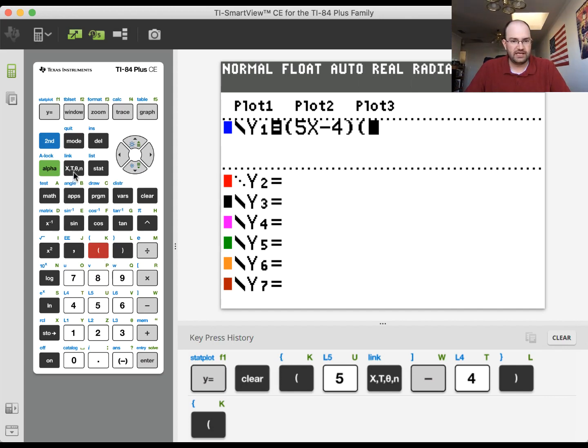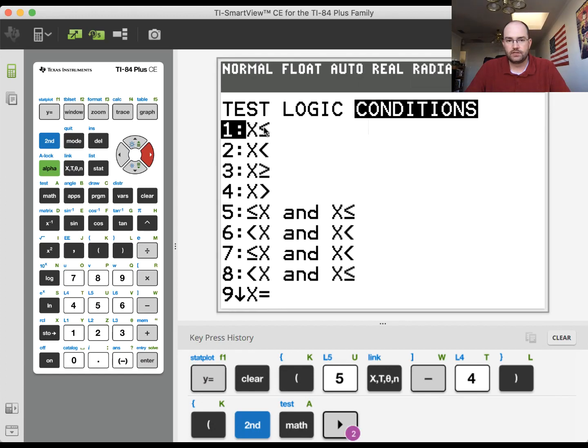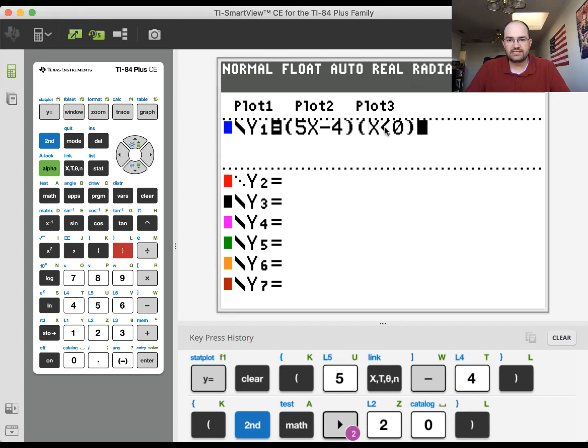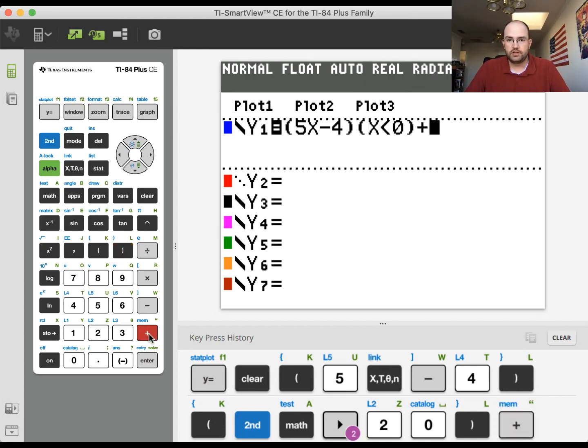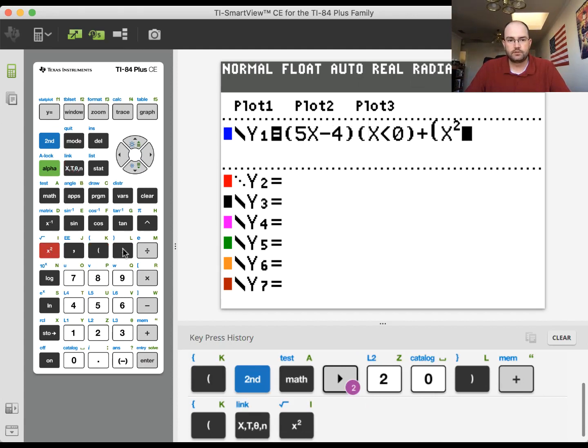But we don't want to start with the x, so go to second math to go to conditions here. X is less than is the second condition. And we want to say less than 0 here. Close parentheses. Good. So this is that first line in the piecewise defined function. Now plus, and then parentheses, and then the second definition, which is x squared. Close parentheses. Open a new parentheses and type in the condition.